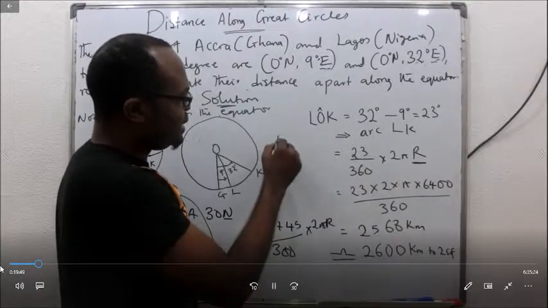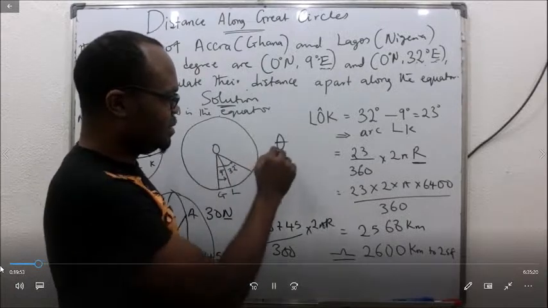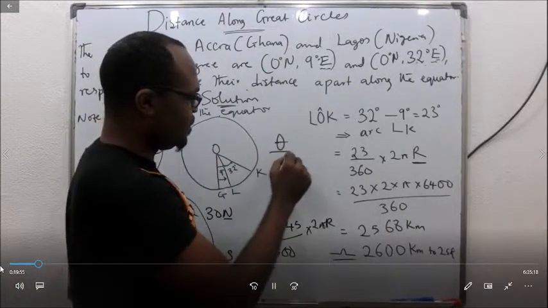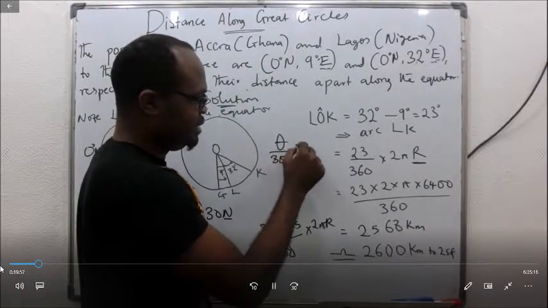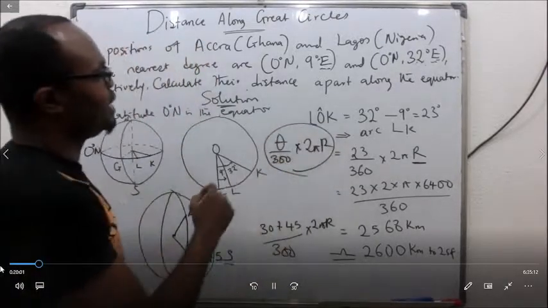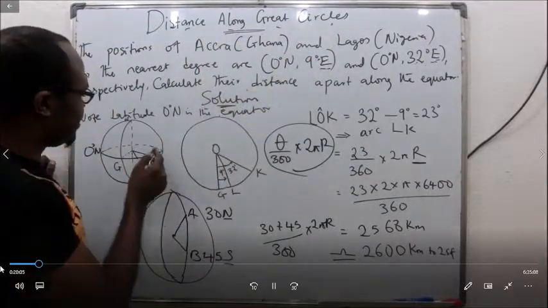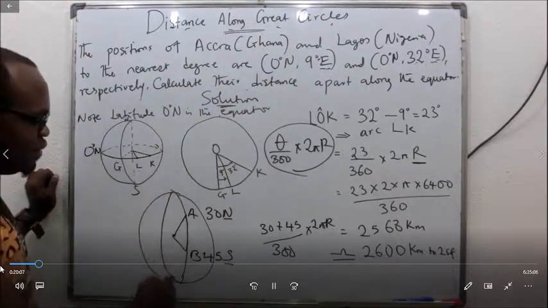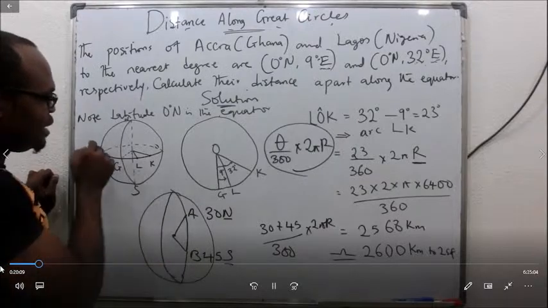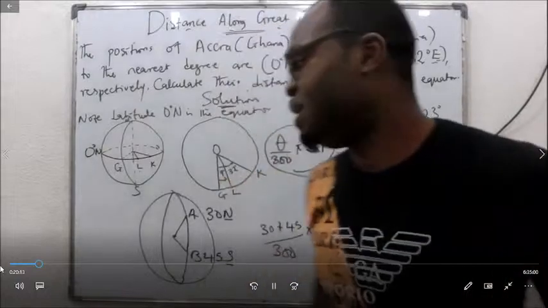Anything you get as the difference in angle, all over 360 times 2 pi r. That is the formula for calculating the distance along great circles, whether it is along the equator or along the meridians.